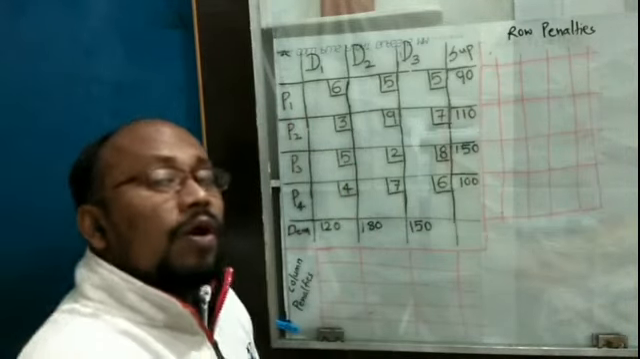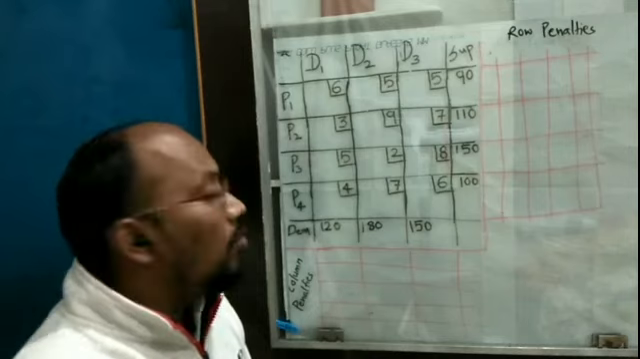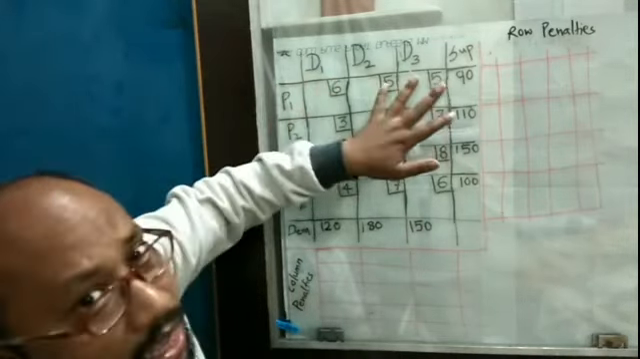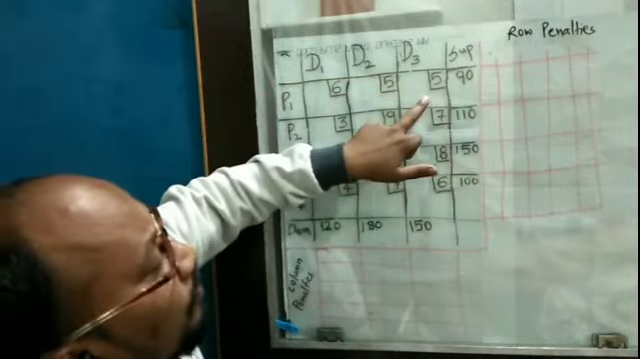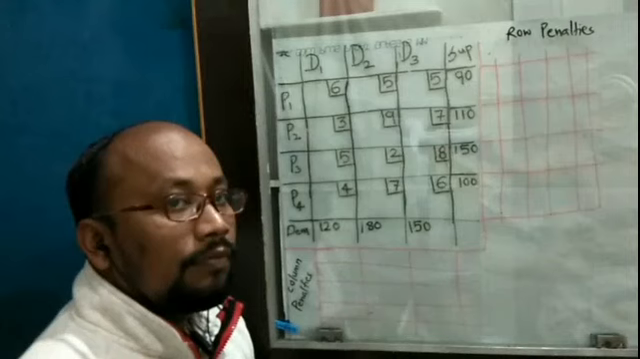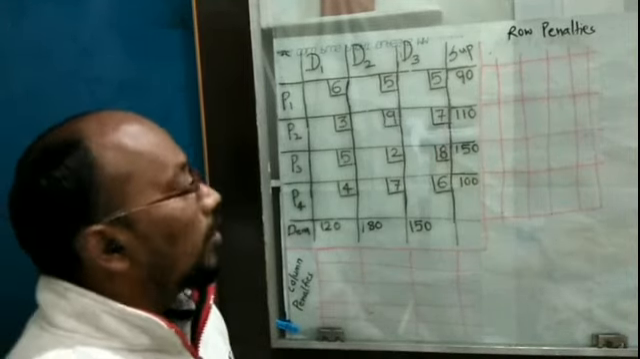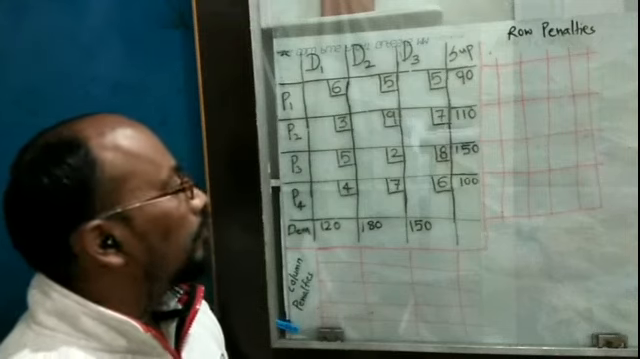First of all we have to determine the row penalties and column penalties. Row penalties means, if P1 is sending to someone at the least cost, like 5. Okay, sorry guys for the interruption.